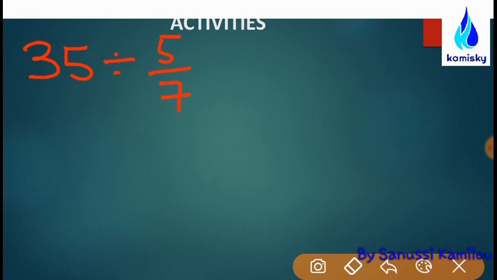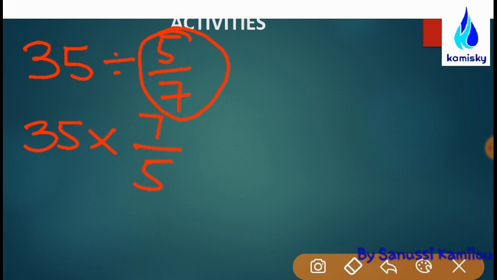The first thing to do is to rewrite the whole number. Now it becomes a multiplication. Then the 7 will go at the top and the 5 will be at the bottom. That's the reciprocal of 5/7. We have learned last time that we just send the denominator to the top and the numerator will come to the bottom. Is it not so? Very good.